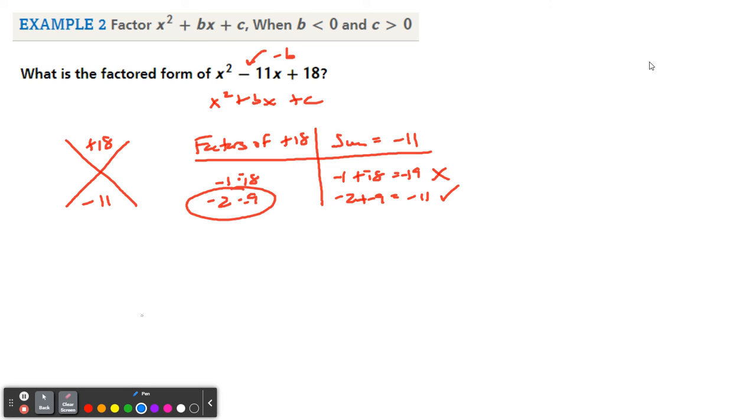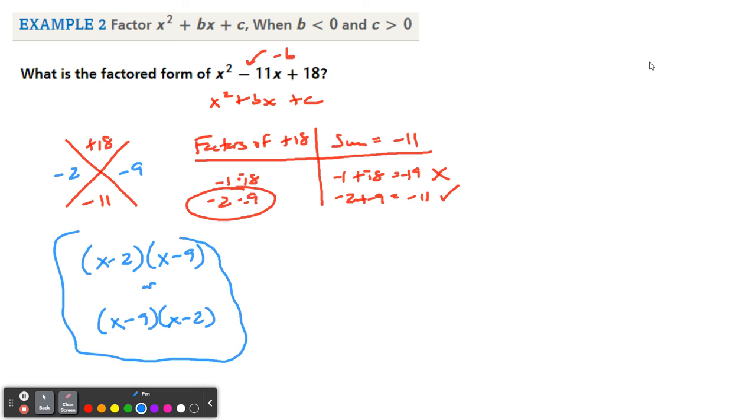So now, I know that these are my two numbers. So I'll do it in blue. In my x, I'll put negative 2 and negative 9. So now I know my answer is x minus 2 times x minus 9, or it could be x minus 9 times x minus 2. Either answer is correct.